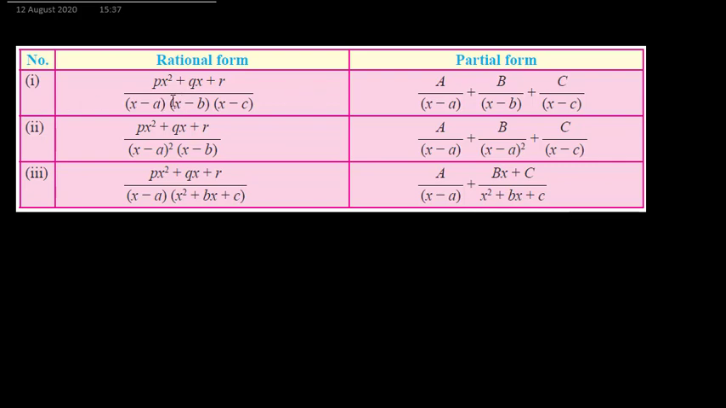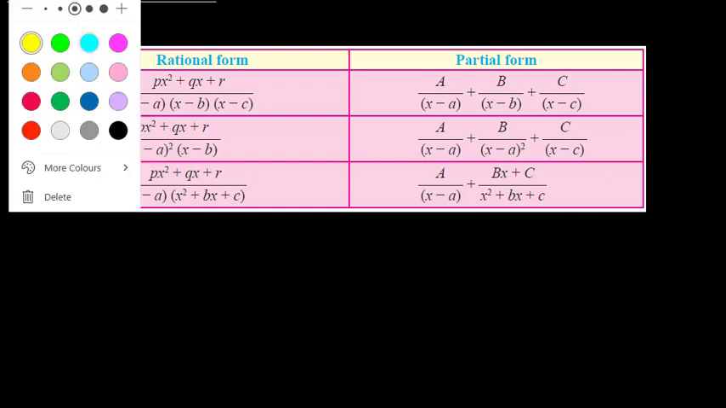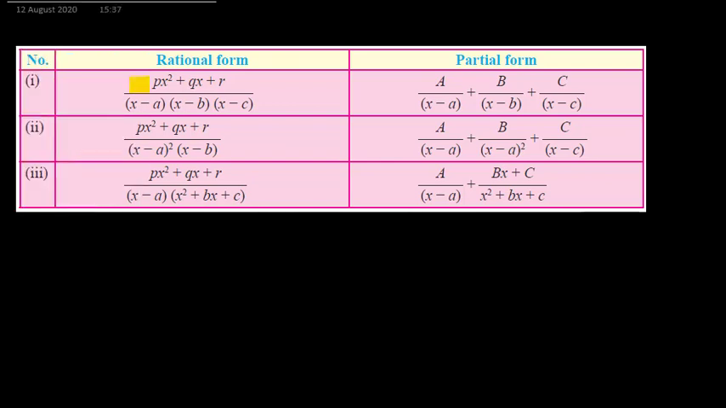So I can say that the form on the left side can be represented in the form which we have shown here, like A upon x minus a plus B upon x minus b plus C upon x minus c. So for some constant values A, B and C, I can express this form as this form, provided it is a proper rational form. Degree of numerator is less.